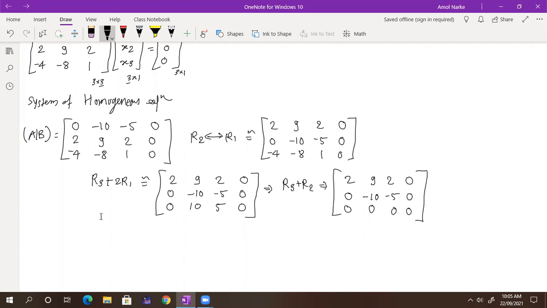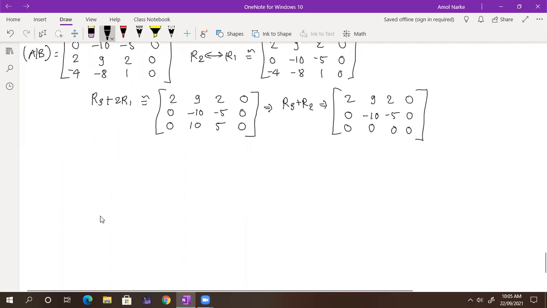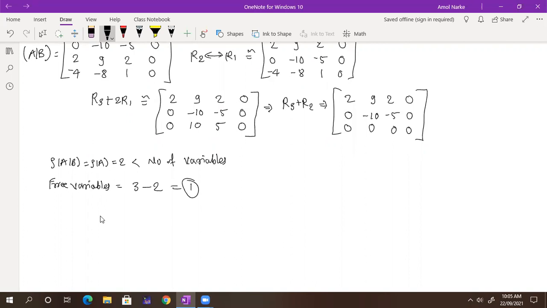So you can find out now the values of x1, x2, x3. So the rank of the augmented matrix is equal to the rank of A, which is equal to 2, which is less than the number of variables. Then free variables: number of variables minus rank, that is nothing but 1. So the number of free variables is 1.